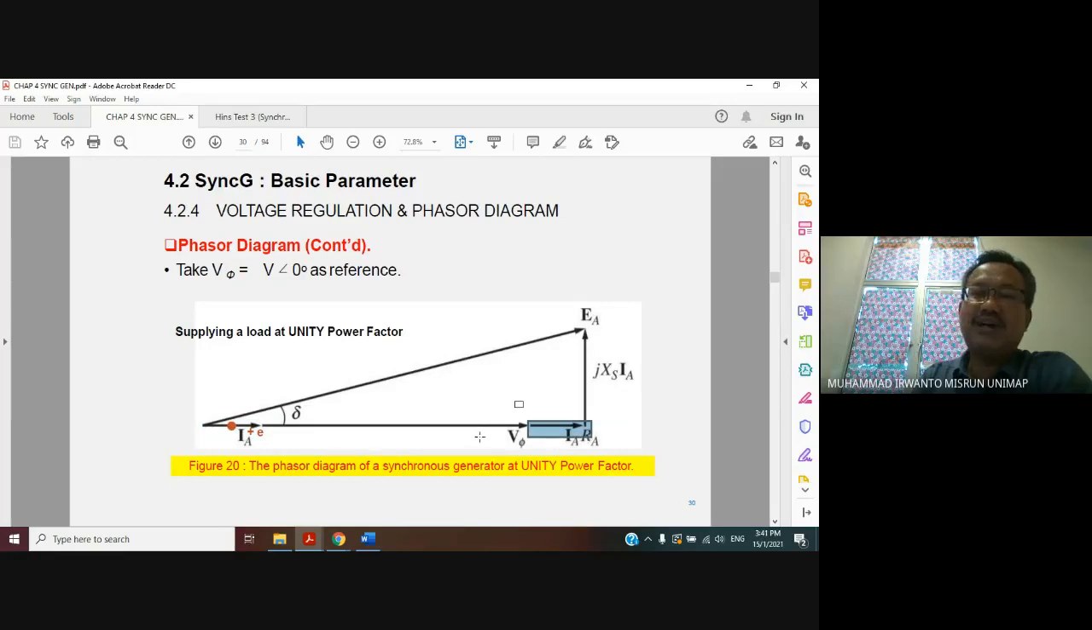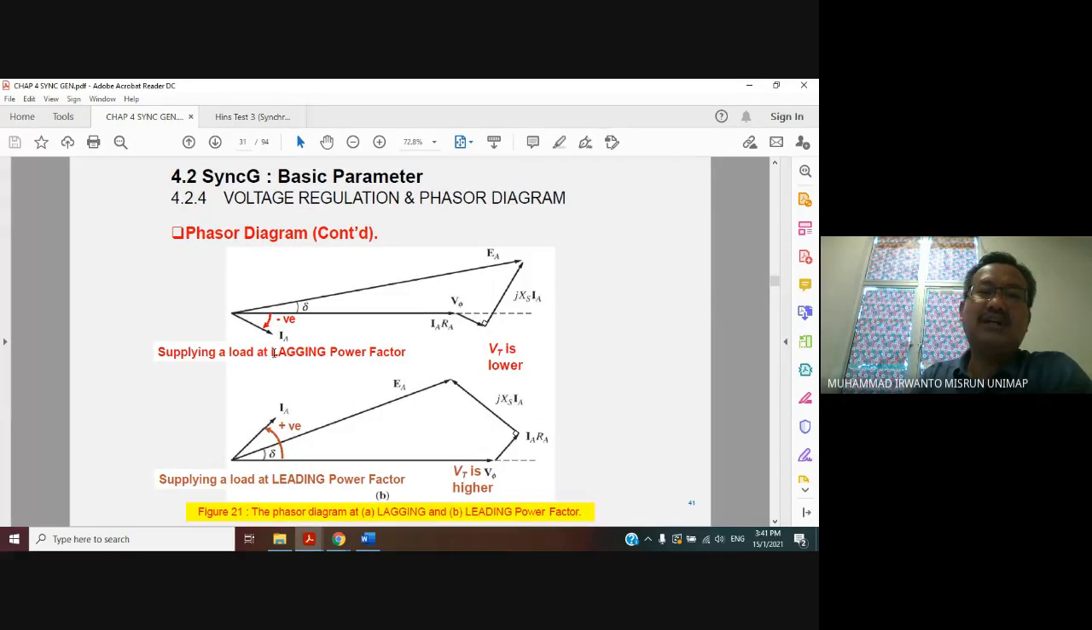Ya. Nah, sama for the lagging power factor, kalau dia IA macam ini, si IARA juga macam ini, dia punya arah. Maknanya angle ini sama dengan angle dekat sini. Oke, paham?